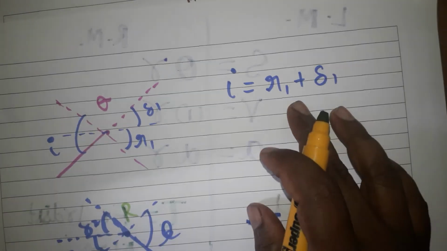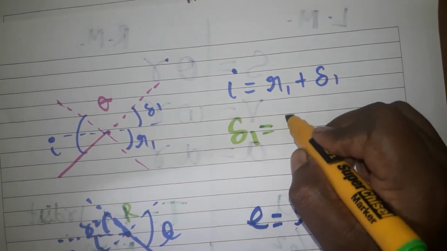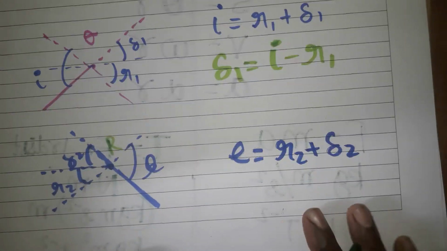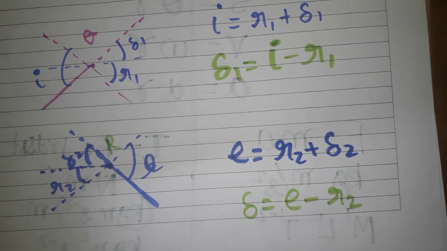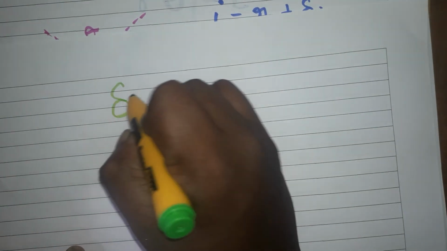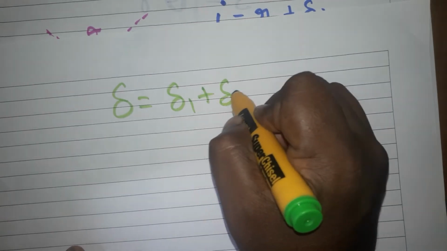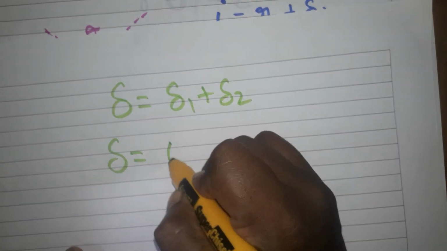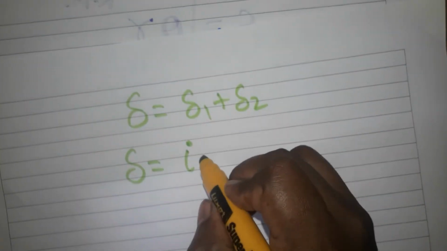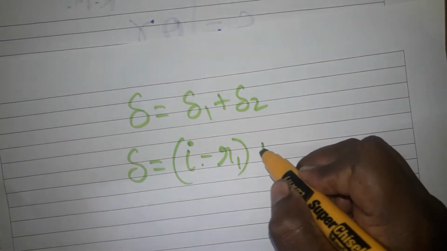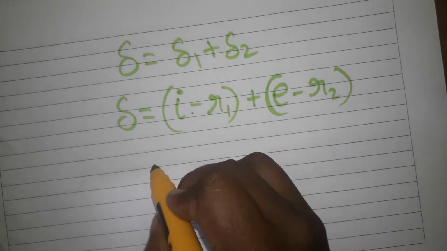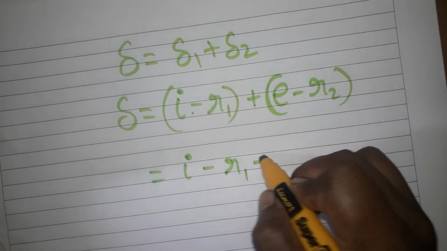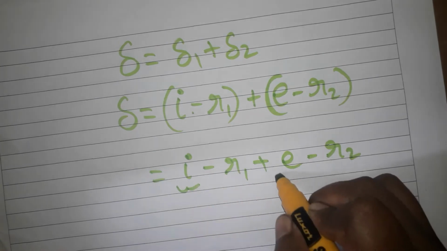Now, what is deviation 1? Deviation 1 is equal to incident angle minus R1. What is deviation 2? Deviation 2 is equal to emergent angle minus R2. Now what is total deviation? Total deviation is equal to deviation 1 plus deviation 2. Deviation 1 is I minus R1, and deviation 2 is emergent minus R2. This is just a simplification I am doing. So I minus R1 plus E minus R2. So I and R I am making separate.